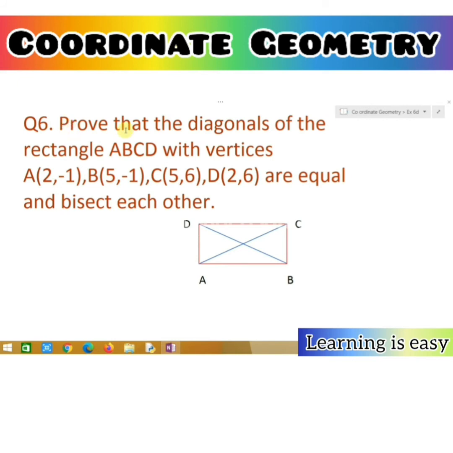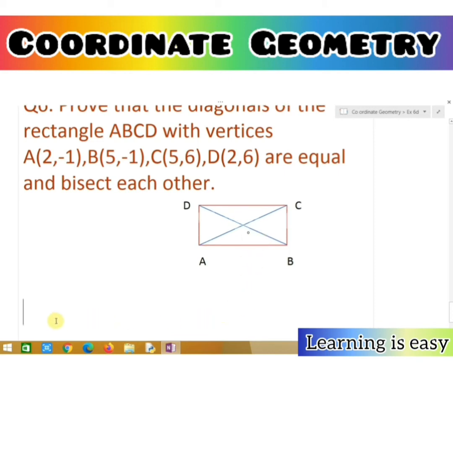Next, question 6. Prove that the diagonals of the rectangle with the given vertices are equal and bisect each other. So ABCD is a rectangle and the vertices are given. We see AC and BD are the diagonals of the rectangle. They bisect each other equally. So by seeing the diagonal lengths AC and BD, we can say that. And O is the intersection point of both AC and BD lines.